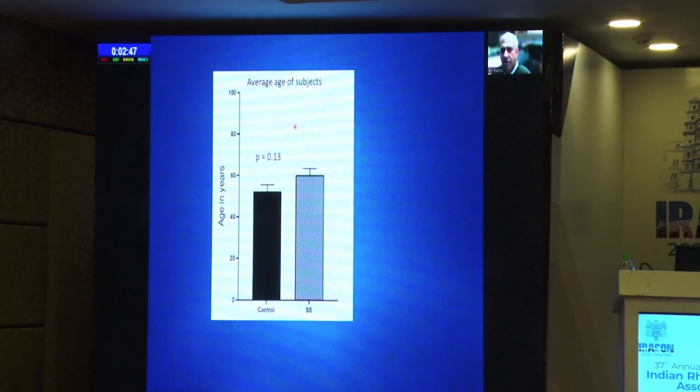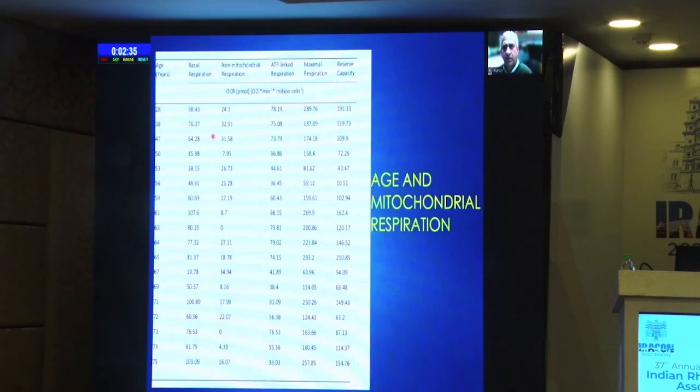Then we looked at the average age of the subjects we studied. There was a slight decrease in the average age of the controls compared to the Sjogren's syndrome subjects, but the difference was not significant. This slide shows the individual raw numbers of the basal respiration, non-mitochondrial respiration, ATP-linked respiration, maximal respiration, and reserve capacity compared to the individual age of the patients we studied. It can be seen that there's no clear pattern, and the results that we see appear to be solely due to the disease.